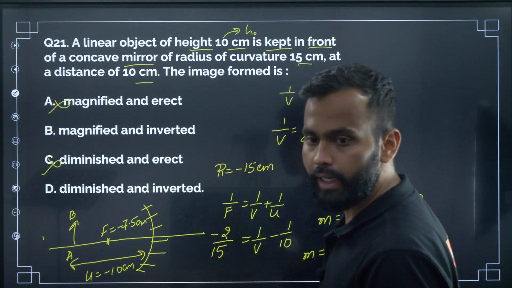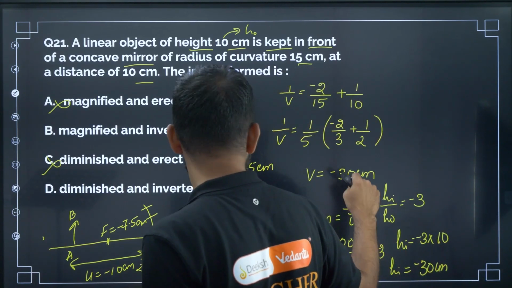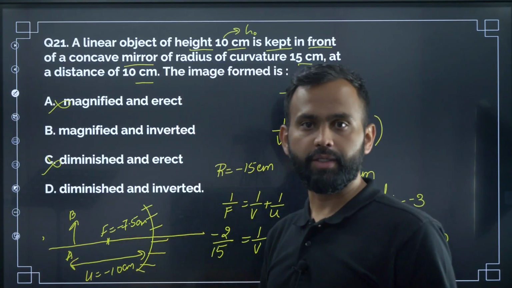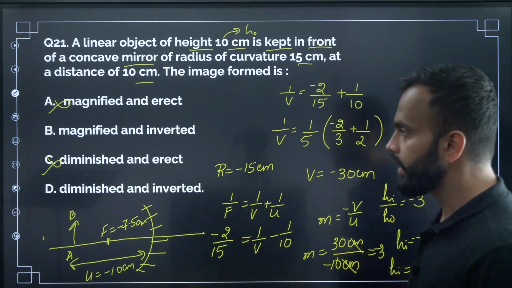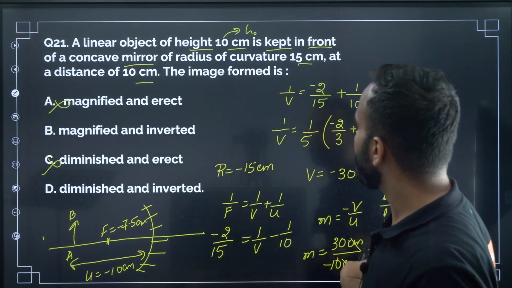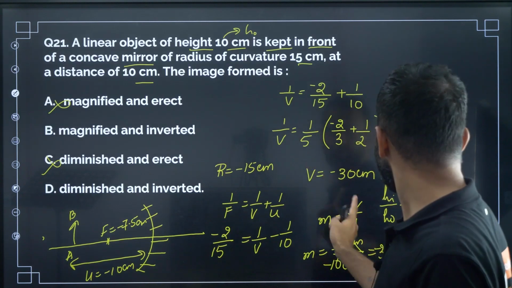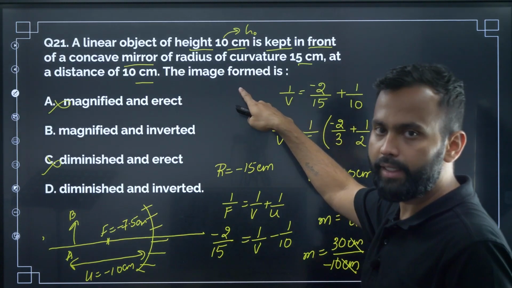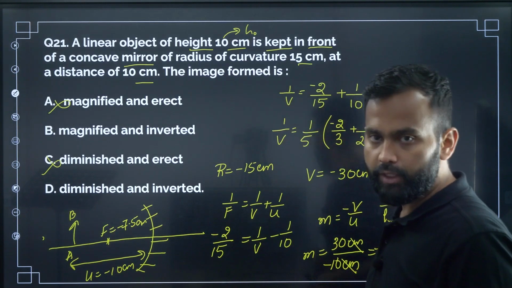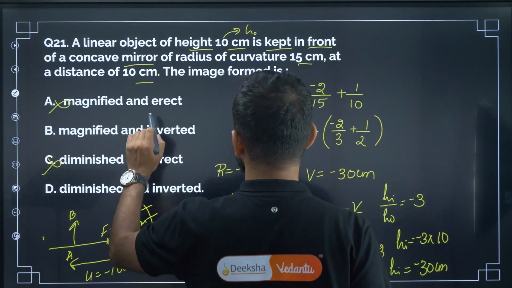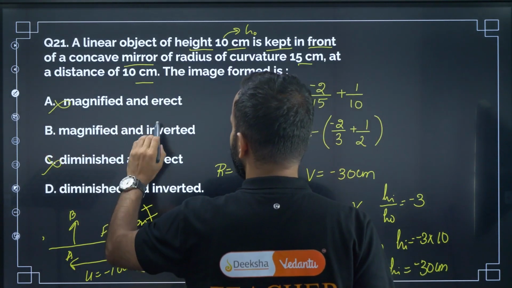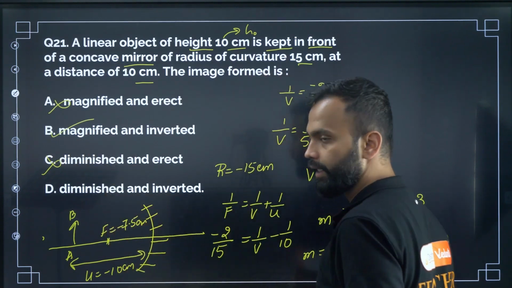So I have proved it's an inverted image. Is it magnified or diminished? Actually it is magnified, but it is inverted, isn't it? Compare the height of the object and the height of the image. Height of the image is greater than height of the object. The negative sign indicates inverted, so it is magnified. Sorry, the image is magnified and inverted. So option B is the correct answer.